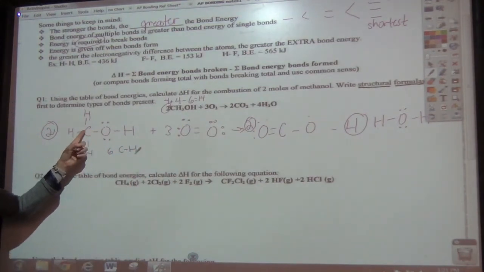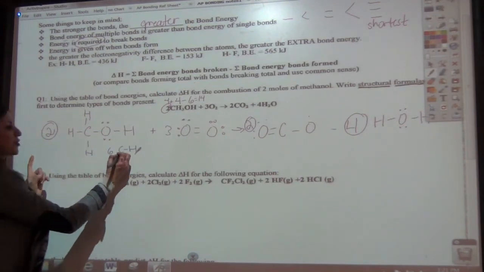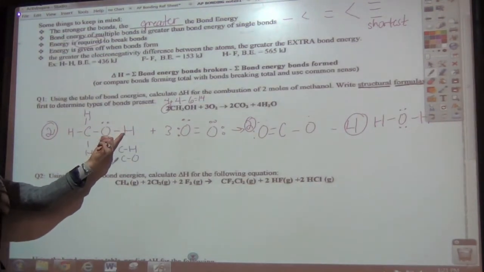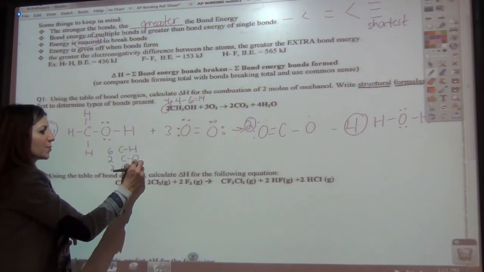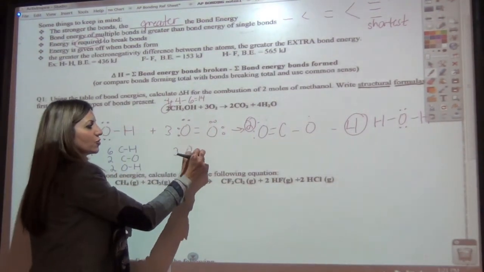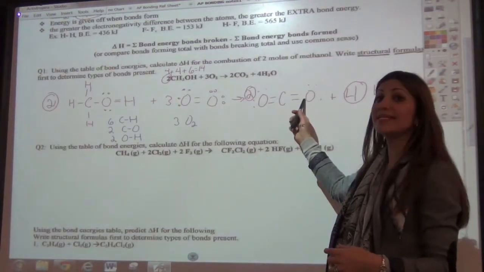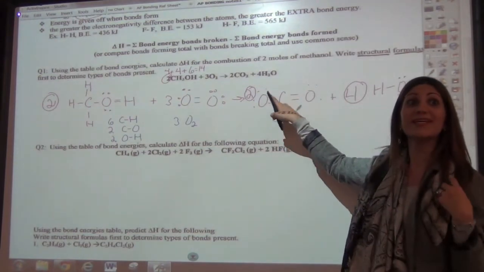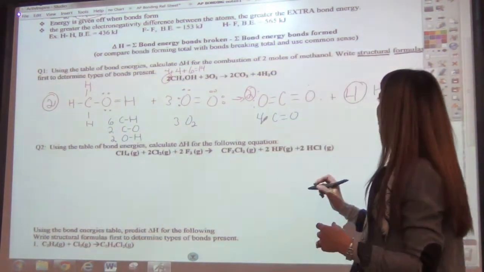CO bond. How many CO bonds? 1, but times 2. So there are 2 CO bonds. Then I have an OH. How many of them? 1, but times 2, so I've got 2 OH bonds. Let's come over here. I just have 3 O2s. Let's come over here. I've got how many C double bond O's? 2, but times 2 is 4. Awesome. So now I've got 4 of those.